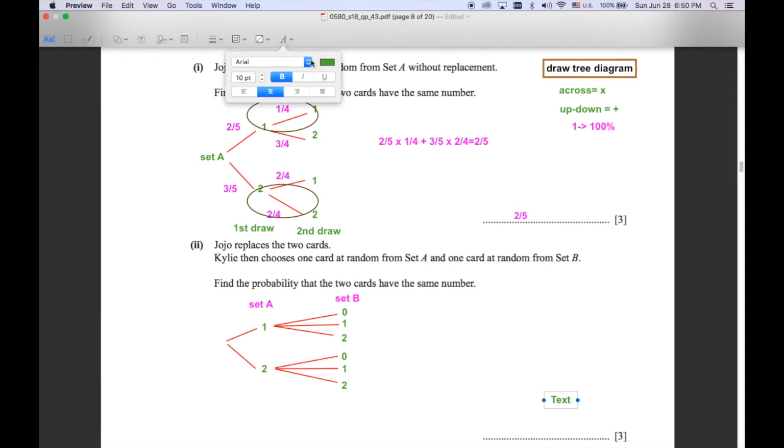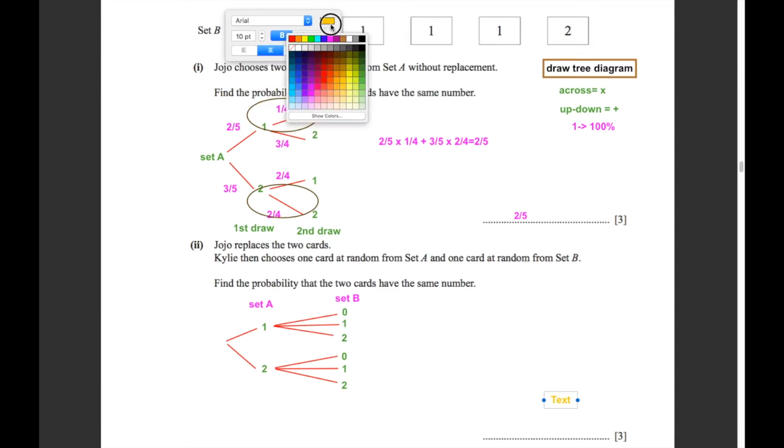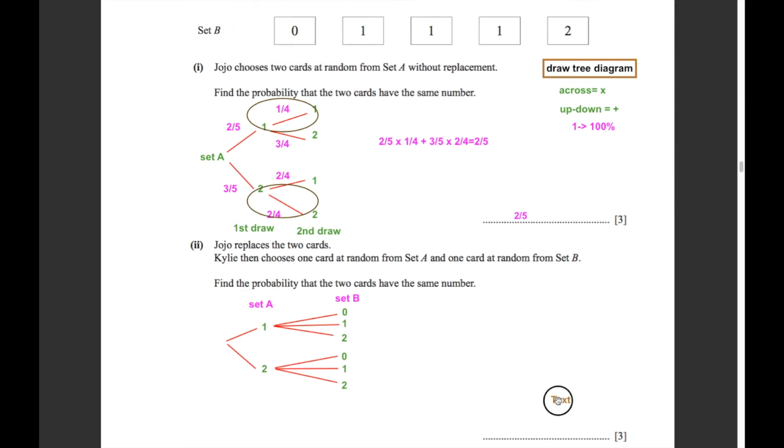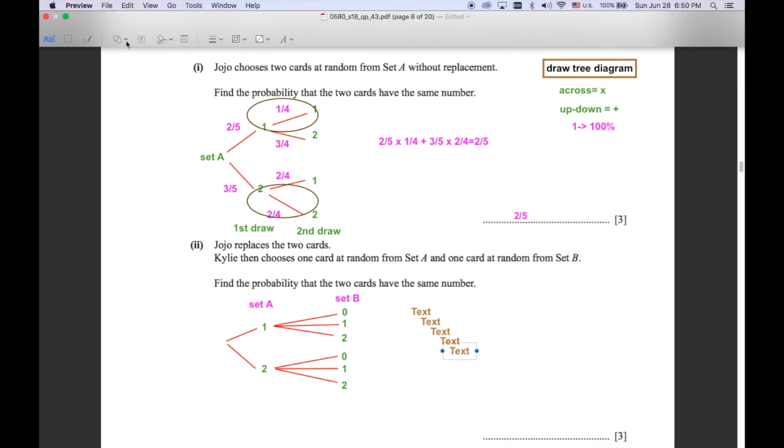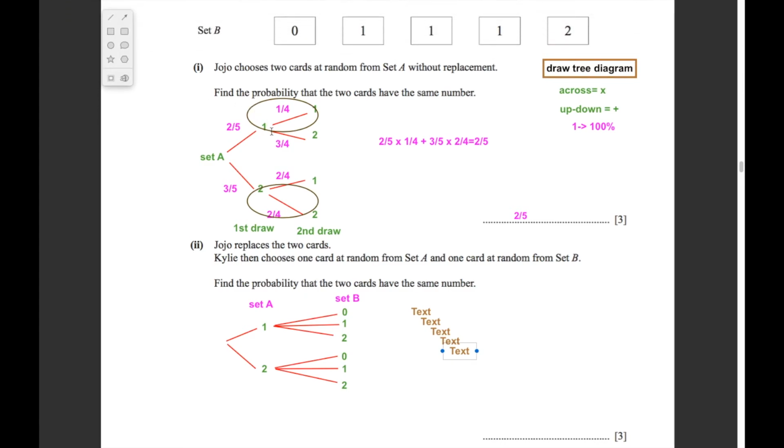Let's change the color again. Alright, let's make some multiple copies. So find the probability that 2 cards have the same number. So let's just choose the ones with the same number. And in this case, it's just 2 options, which is really great, just like the first time. I'm going to just copy this, paste. So we can have a 1 and a 1, or a 2 and a 2. Okay, so let's put in the values.